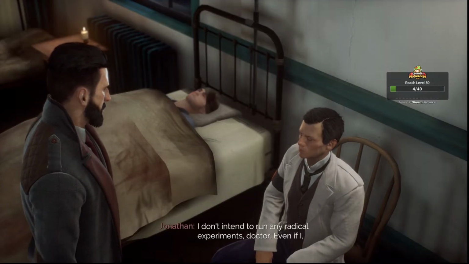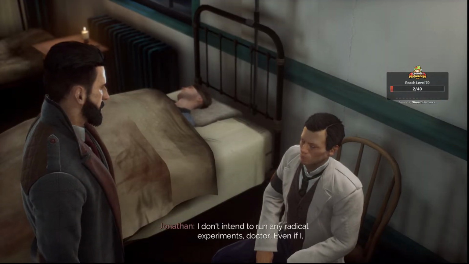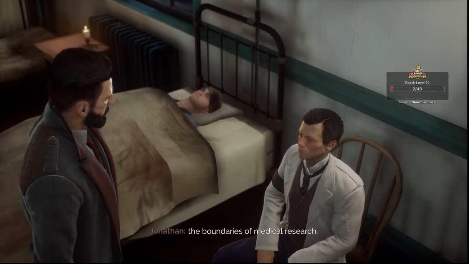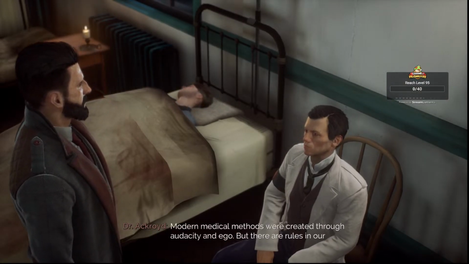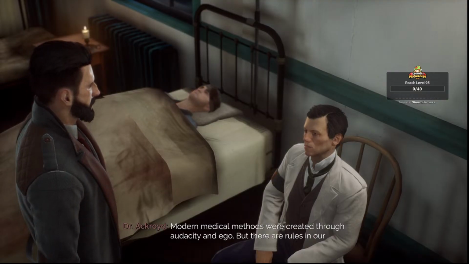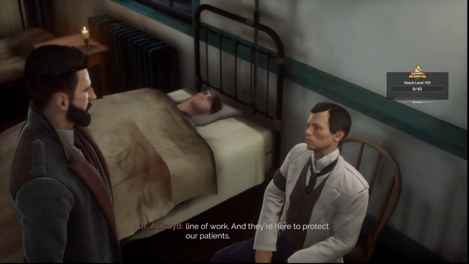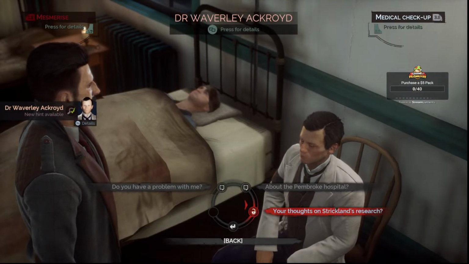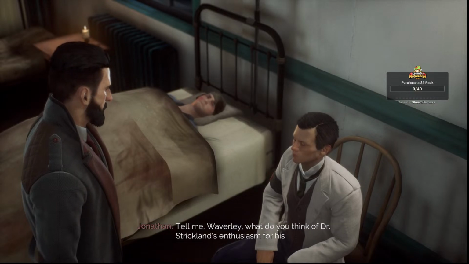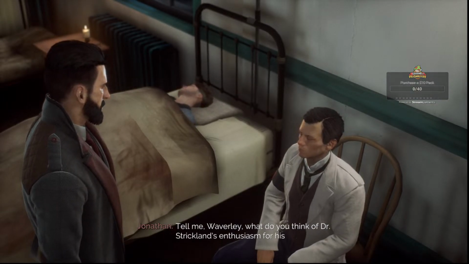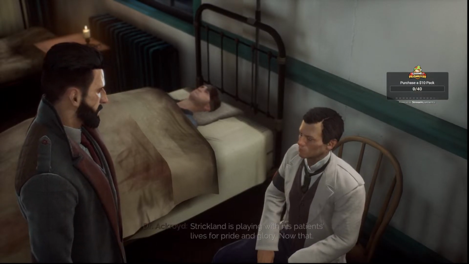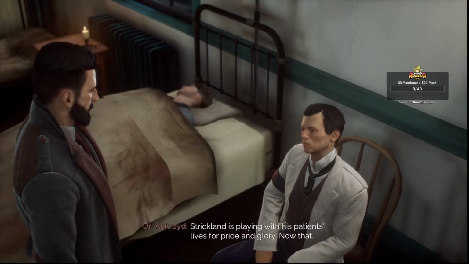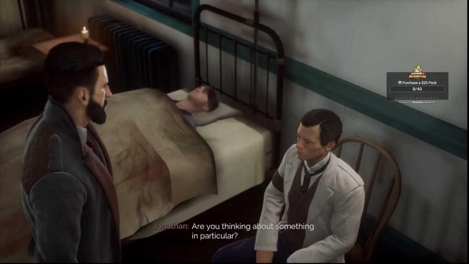I don't intend to run any radical experiments, Doctor. Even if I, as any good practitioner should, express an interest in pushing the boundaries of medical research. Modern medical methods were created through audacity and ego. But there are rules in our line of work, and they're here to protect our patients. True, I guess. Tell me, Waverly, what do you think of Dr. Strickland's enthusiasm for his experimental research? Strickland is playing with his patients' lives for pride and glory. Now that, sir, is unethical. Are you thinking about something in particular?